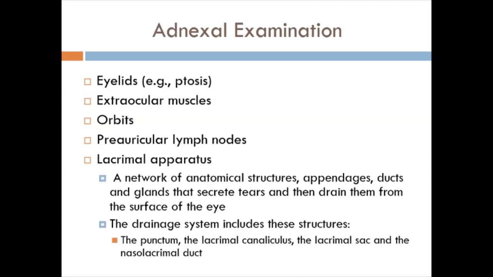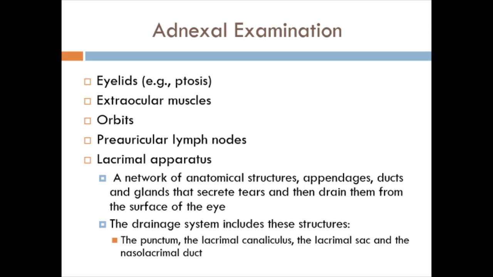The next service component is called the adnexal examination, and it focuses primarily on the five bulleted areas that you see: eyelids, extraocular muscles, orbits, the preauricular lymph nodes, and the lacrimal apparatus. From an eyelid point of view, we just looked at the eyelids when we were doing the external ocular exam, but here you're looking more at positioning as opposed to appearance. So you're looking at, are the upper and lower eyelids in correct apposition to the globe? Is the upper eyelid drooped down? Any kind of ptosis?